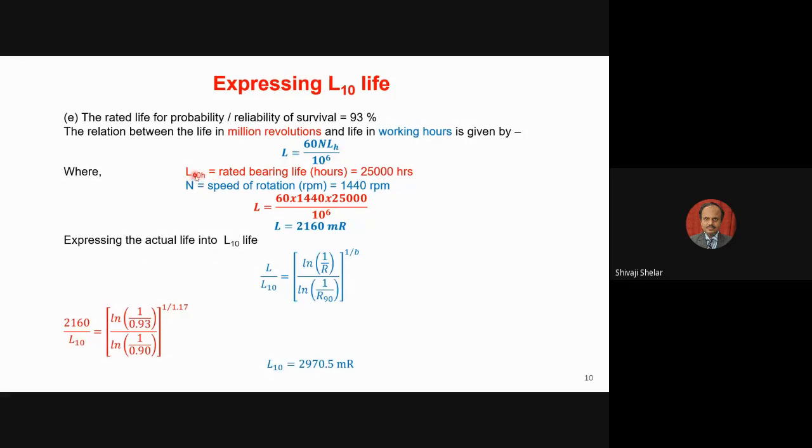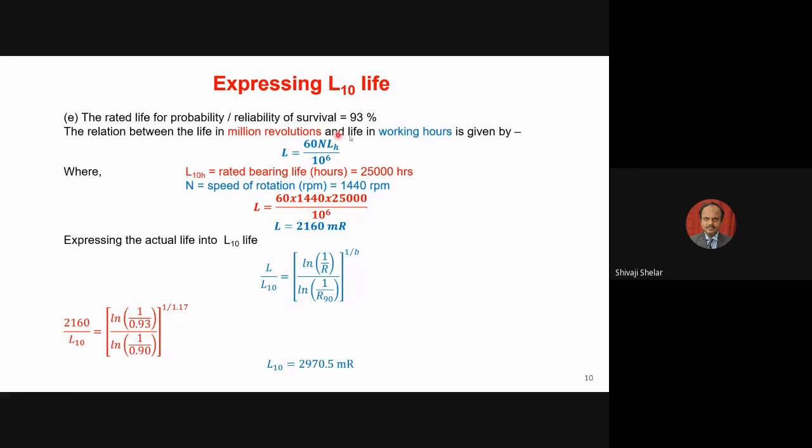So this is actually LH. Forget about the copy paste error here. LH is equal to 25,000 hours, which is mentioned in the problem. N is 440 RPM. So from that we get the actual life required here as 2160 million revolutions. So this L required here is 2160.